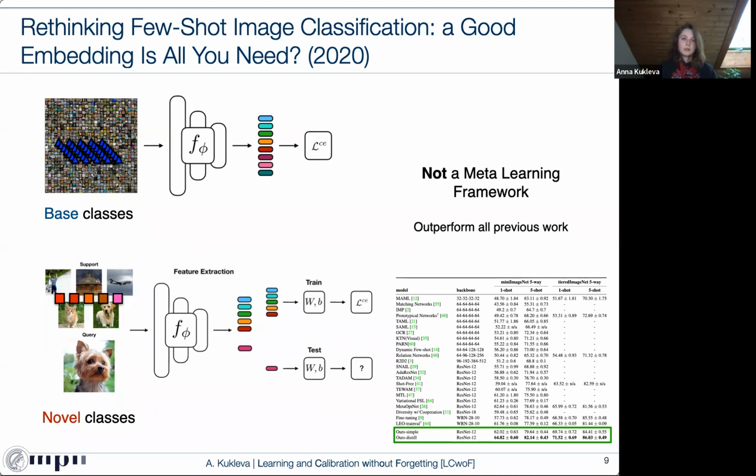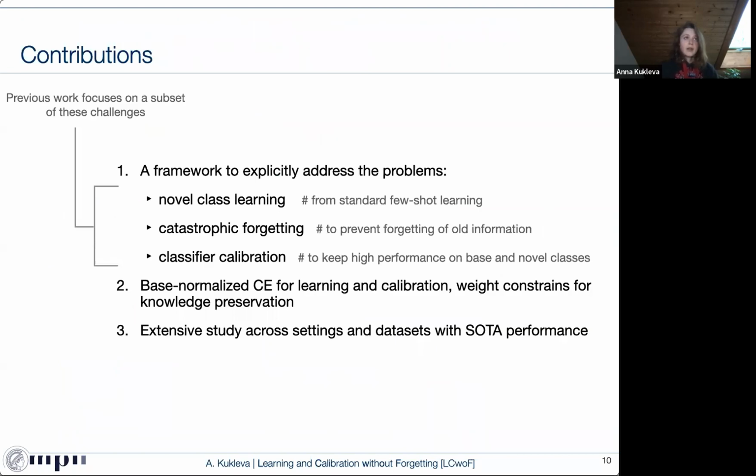You can also apply a technique called distillation, where you distill knowledge from the previous classes, and it actually improves the performance by a couple of percent. But the point is that all these meta-learning frameworks work pretty well, but if you have enough data for the training samples and a good embedding, then it's good enough to be very performant on few-shot cases. So we actually take this approach, and here I want to introduce the contributions of this work. First of all, we present a framework which explicitly addresses the problems of generalized few-shot learning. First of all, we need to learn novel classes where we have very few samples per class.